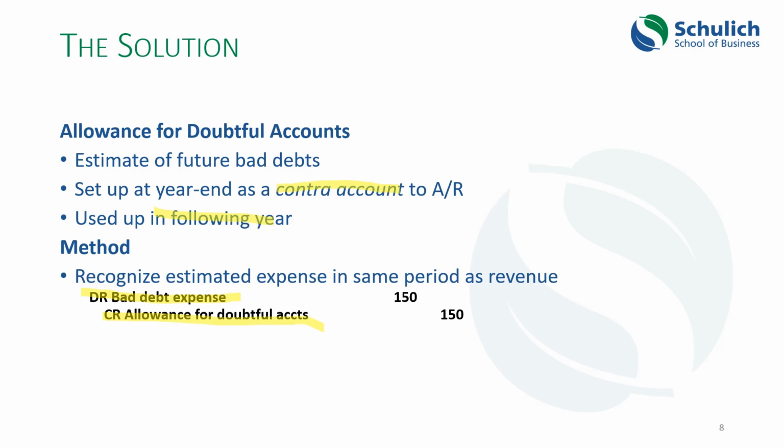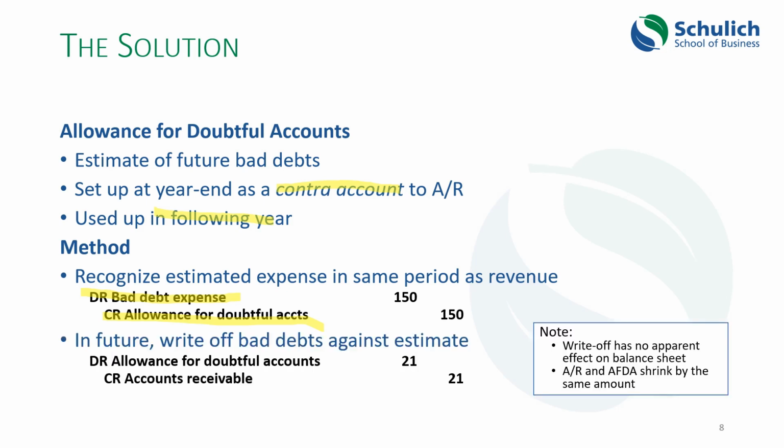So you end up with the bad debts expense showing on the income statement for the same period as the revenue, and the allowance for doubtful accounts is set up as a contra account to accounts receivable, providing us with a better estimate of the net realizable value of the accounts receivable.